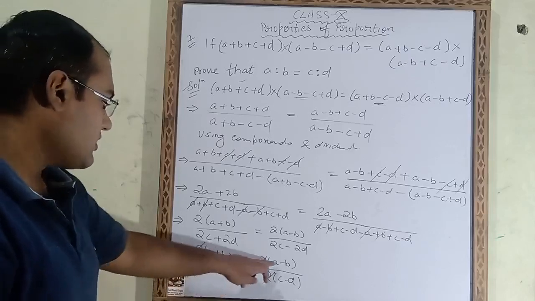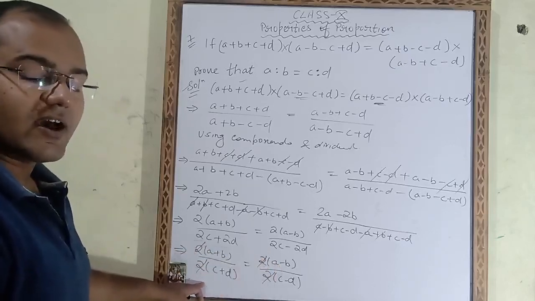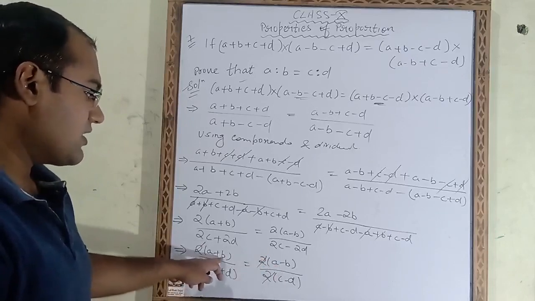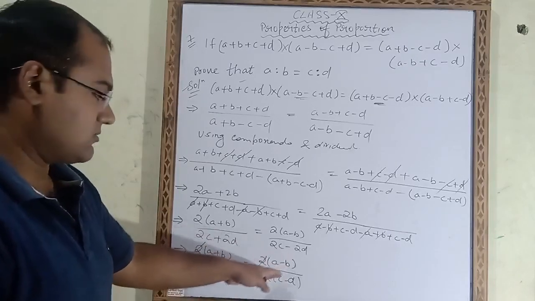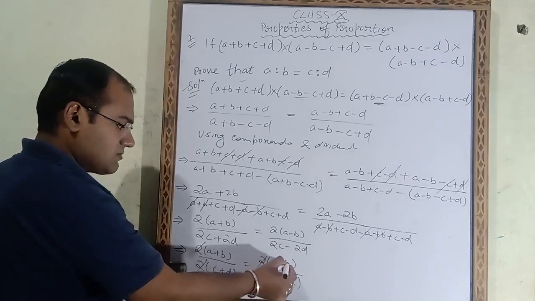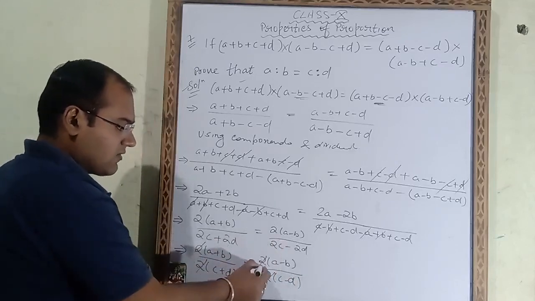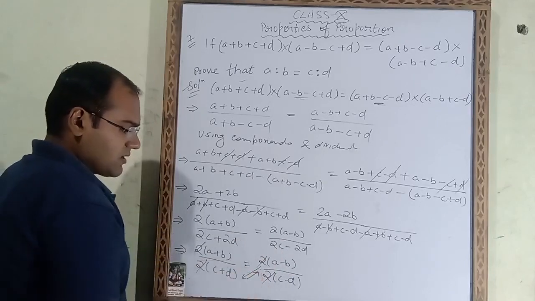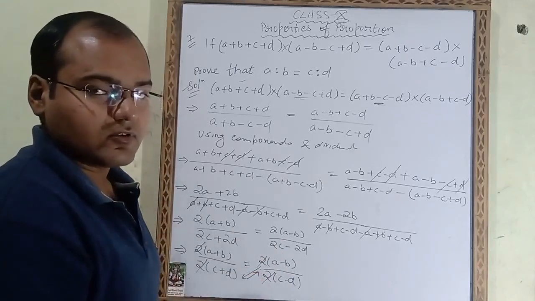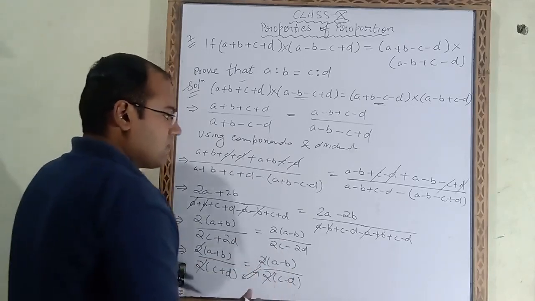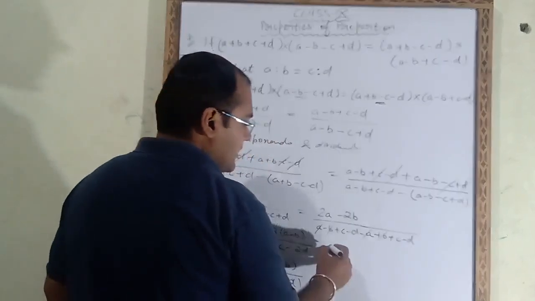So what we will do, this a minus b we will bring here. Why? Because here a and b terms are there, also a and b terms are there. So instead of a minus b we will take this c plus d, and this a minus b we will bring here. So when we will interchange these two, which property we have to use? We have to use alternando property. So we will write here by alternando.